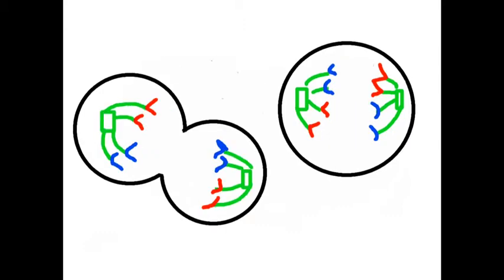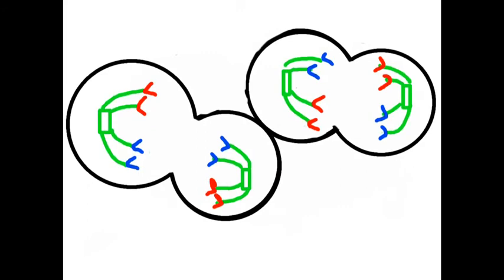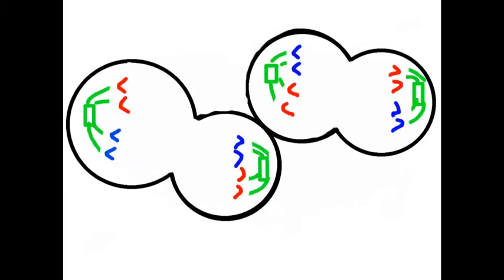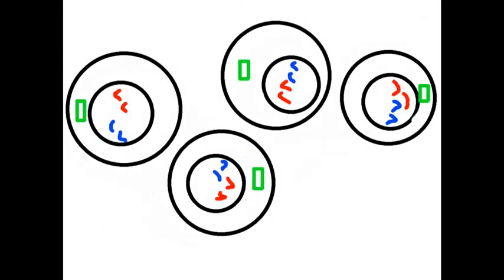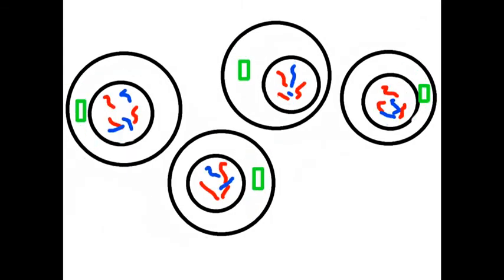Finally, in telophase 2, the cells begin to pull apart, the nuclei again reform, and cytokinesis splits the cytoplasm, leaving 4 haploid cells. Each resulting haploid cell contains a unique genetic makeup and only 23 chromosomes.